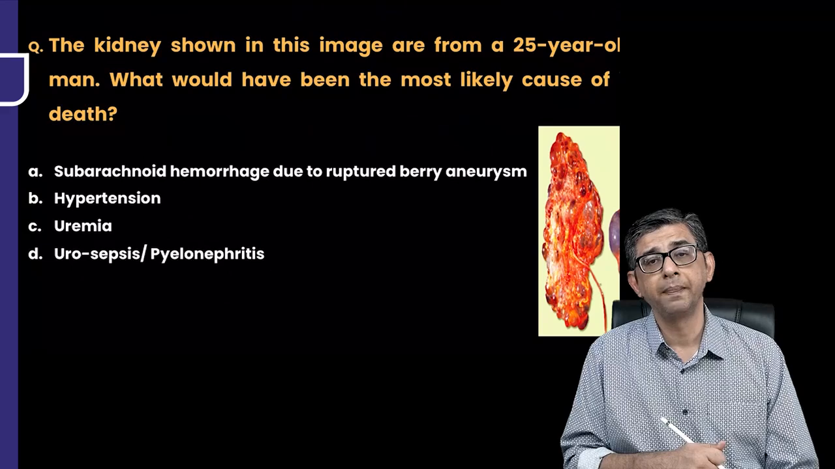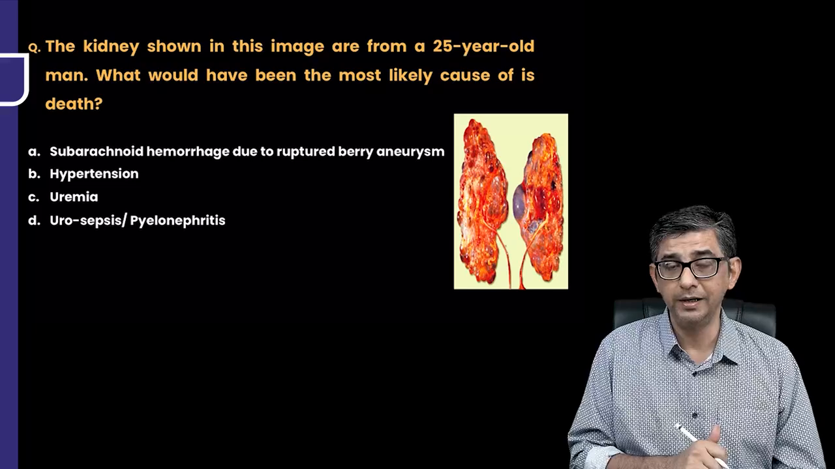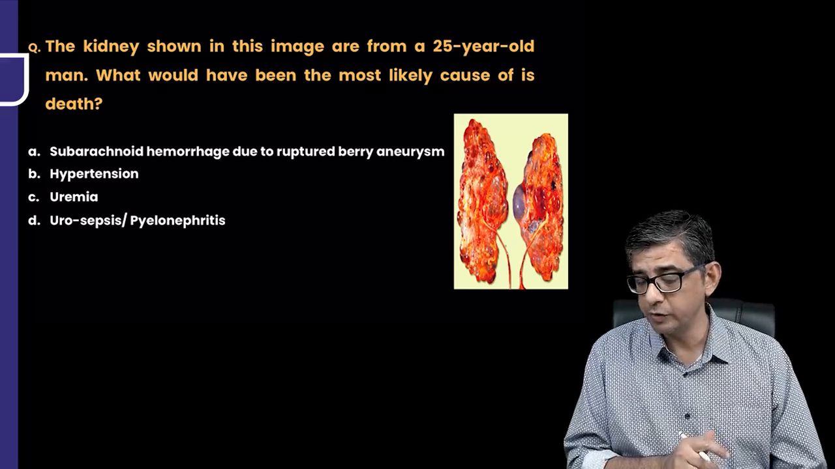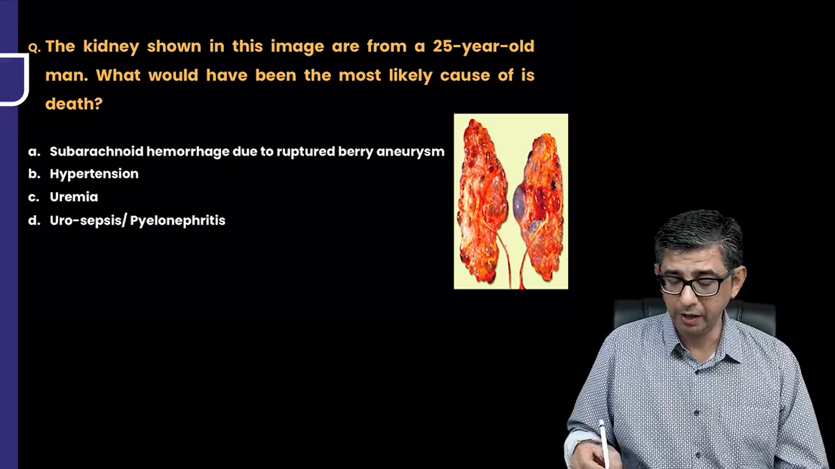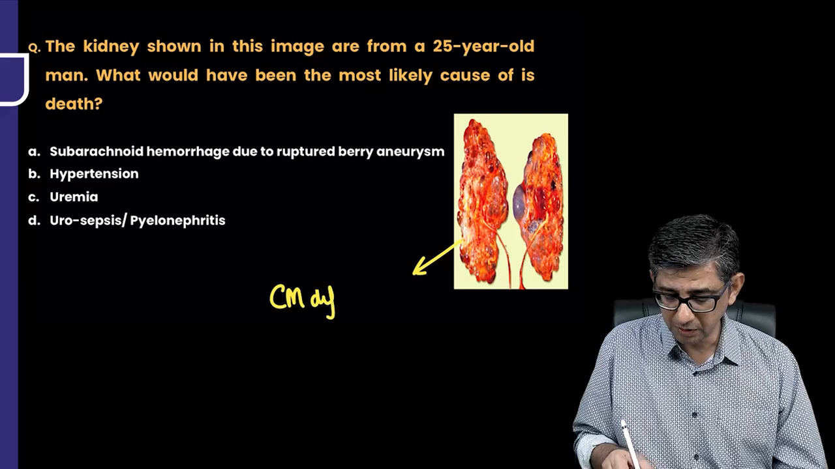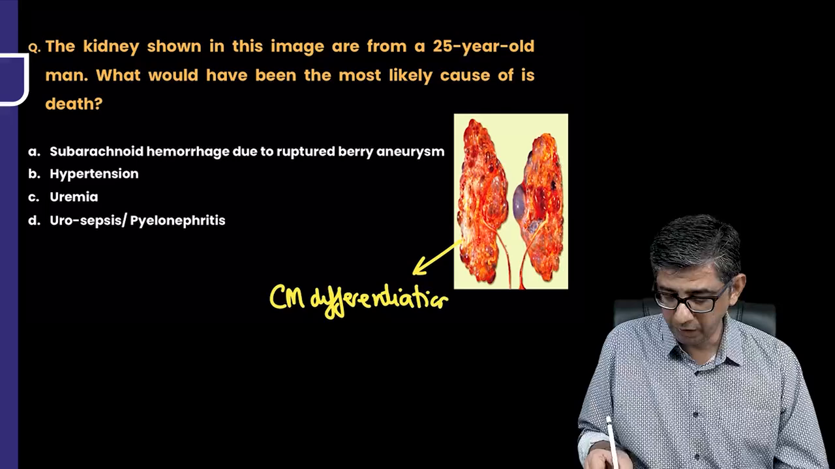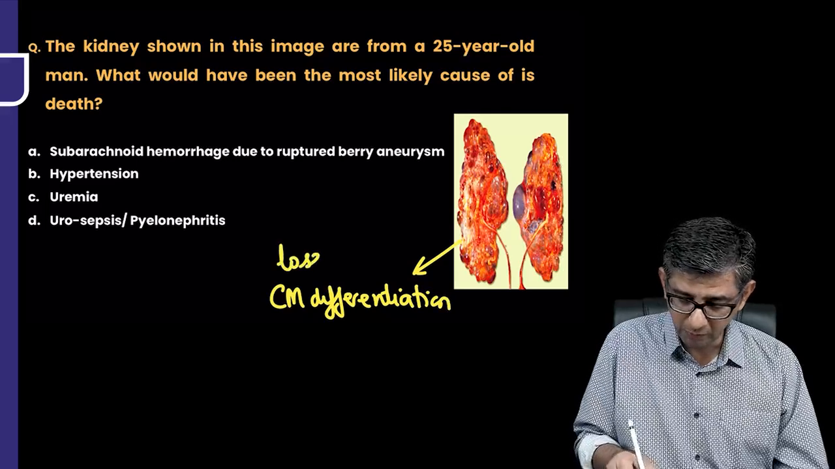Moving to the next one. When you look at this specimen, you can pick up grossly dilated kidneys with a large number of cysts present on the kidney per se. Normally the corticomedullary differentiation, the cortex and the medulla, is visible, but in this image, you have a large number of cysts.